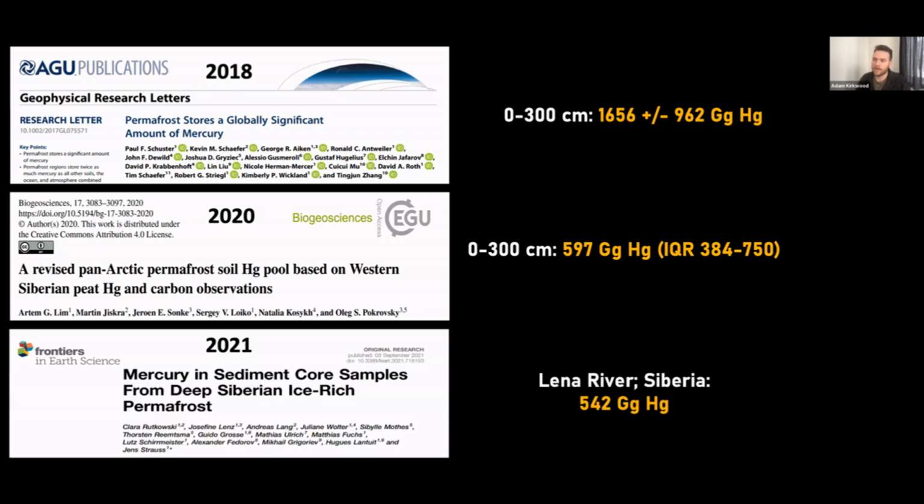Then in 2021, this paper by Rutkowski et al., looking specifically at yedoma deposits in Siberia, estimated that just in Siberia alone, there's 542 gigagrams of mercury, not including the rest of the circumpolar north. So there are some very different estimates going on in terms of how much mercury is stored in the circumpolar north.